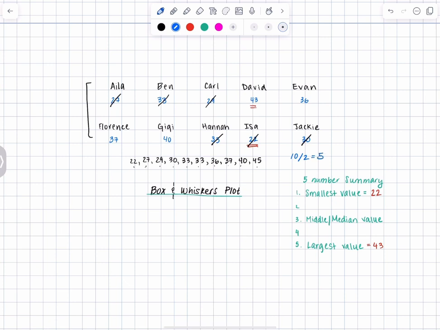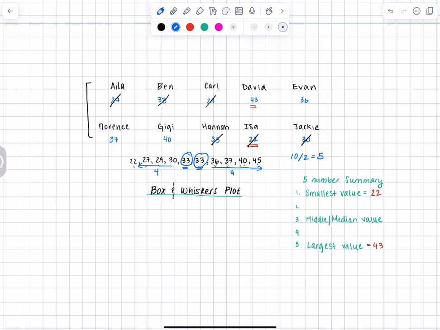So 1, 2, 3, 4, 5. This is our 5th value. And then 1, 2, 3, 4, 5. So we have 2 numbers. There are 4 numbers to the left of this number and there are 4 values to the right of this number. So both numbers have 4 values to the left or right of each other.